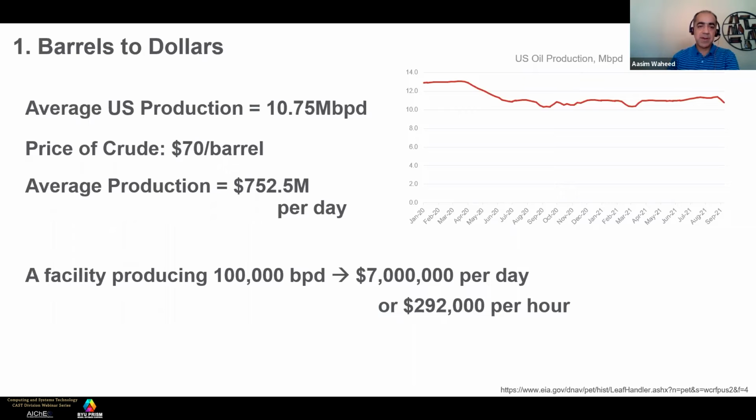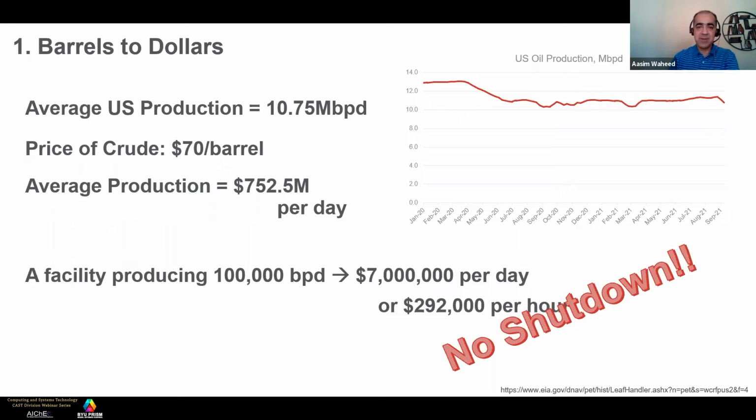At $70 a barrel, this comes out to be $7 million per day, or approximately $300,000, I'm sorry, per hour. That is how much a typical facility of that size is producing. The reason I say that is that at that kind of money being made every hour, nobody wants a shutdown of their facility. These oil and gas facilities are made to run 24/7.